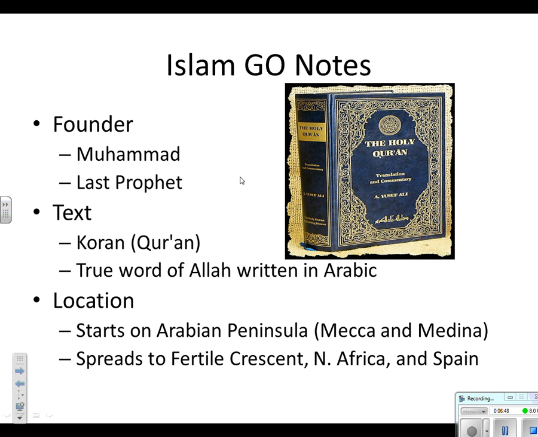The Quran is believed to be the true word of Allah and is written in Arabic. So unlike the Bible, which is a story about the life and teachings of Jesus, the Quran is believed to be the exact words that Gabriel told Muhammad when he revealed the faith to Muhammad. So Islamic people take the Quran very, very seriously because it's supposed to be the true direct word of God.